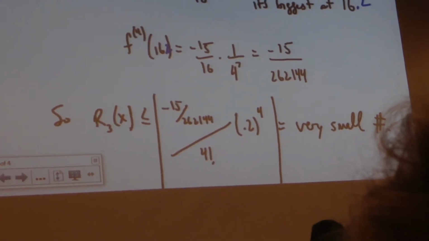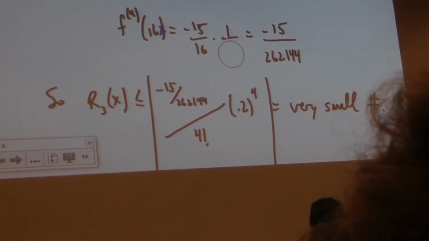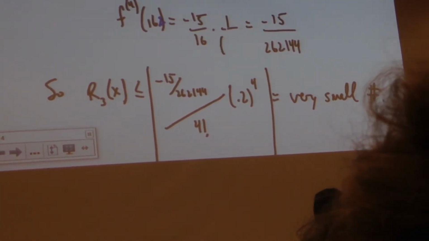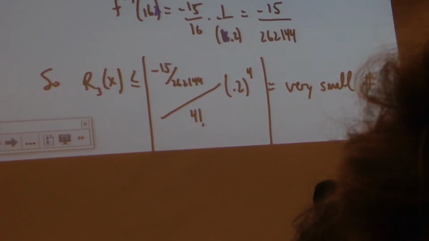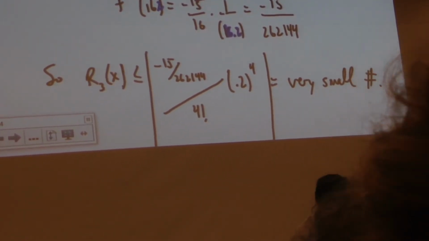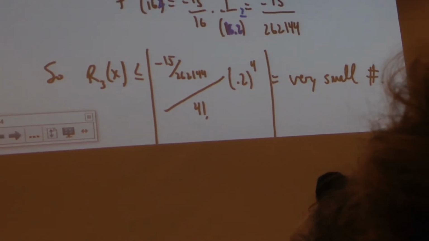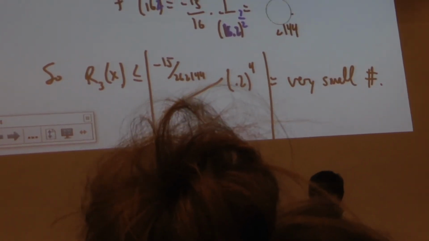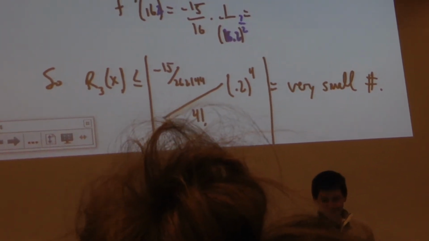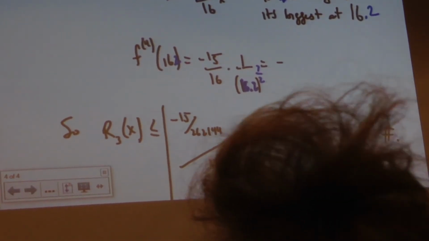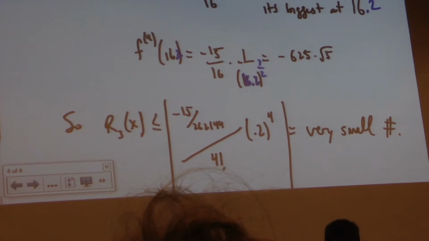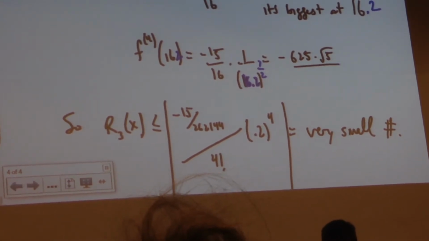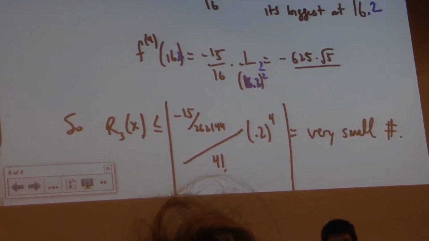16.2. I can give you an answer if you really need it. I'll put it in blue because they're all the corrections. The 7/2. And what do you get? Negative 625 times the square root of 5 all over, okay, this is a really huge number. I'm just going to read it out. Good digits.